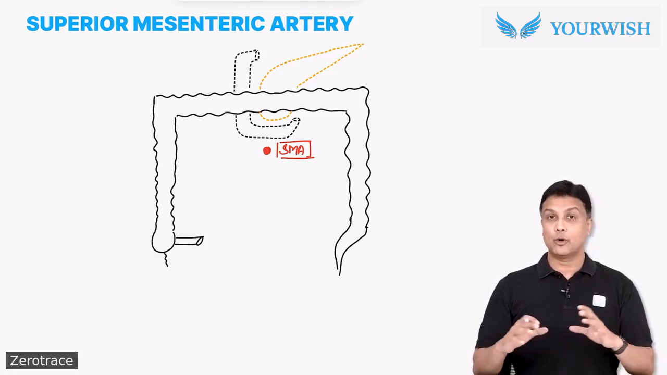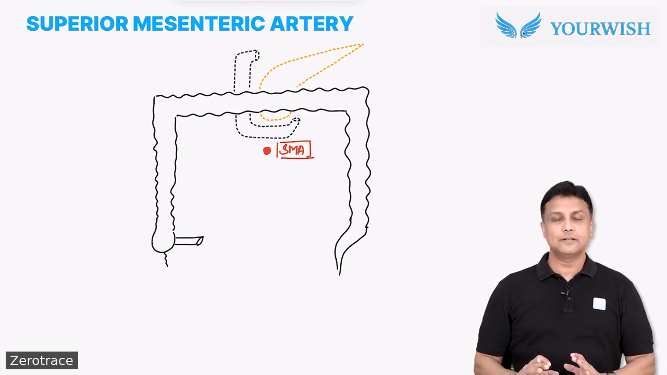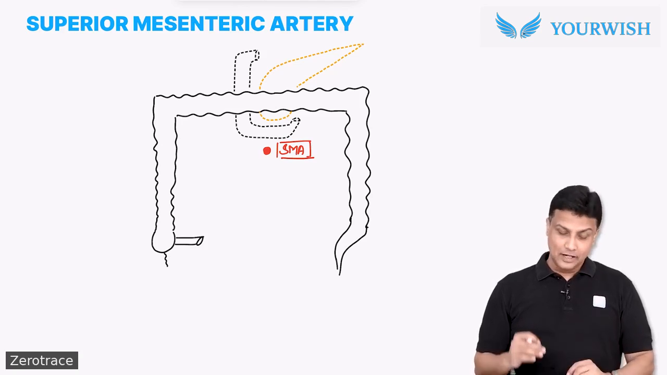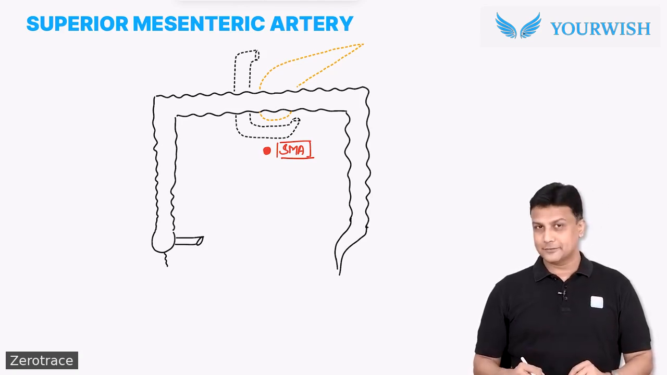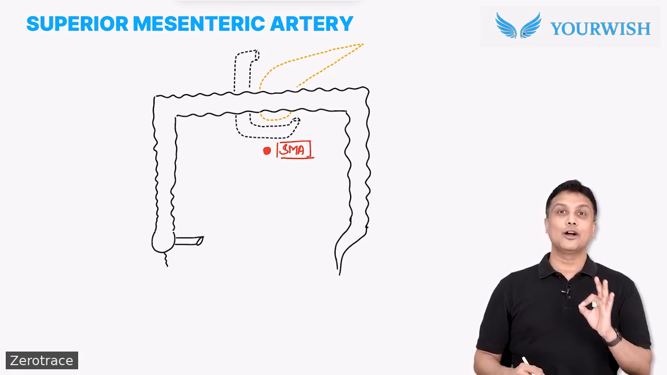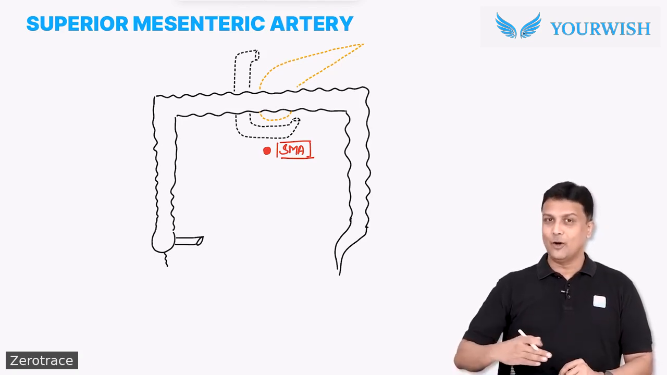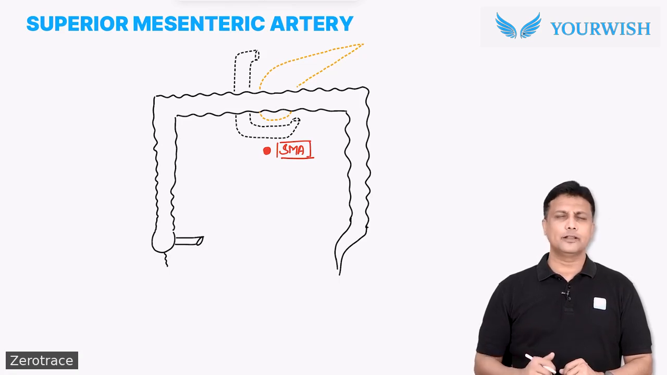Now what are all the branches given by superior mesenteric artery? Let us learn them in a conceptual manner. Now the best way to learn them is just walk along the midgut. If you just go along the midgut, you'll be automatically getting all the branches given by superior mesenteric artery.